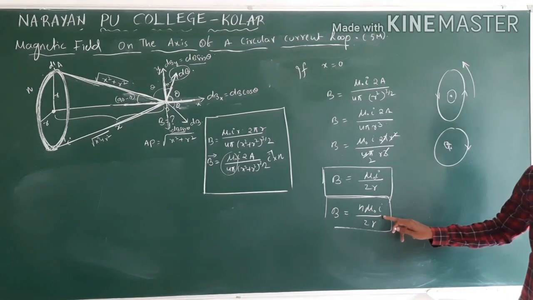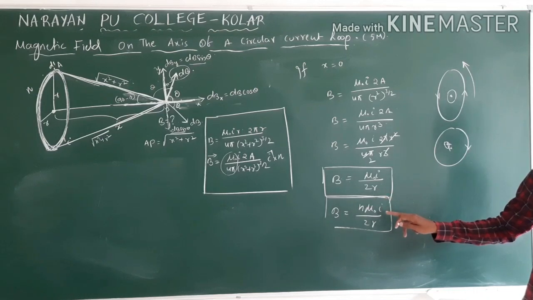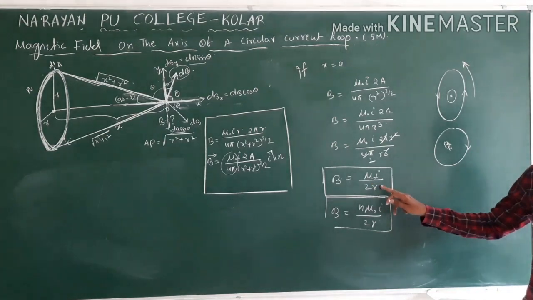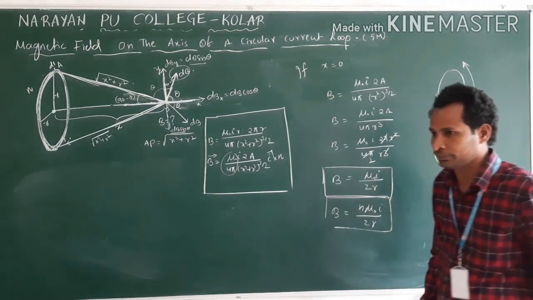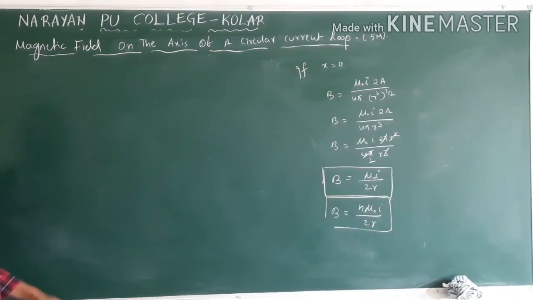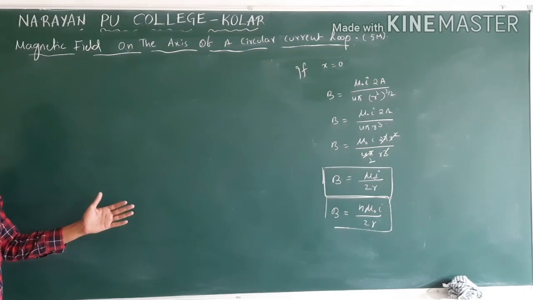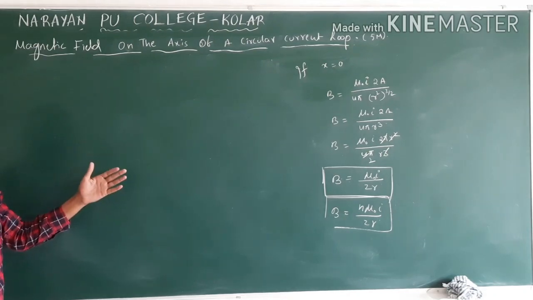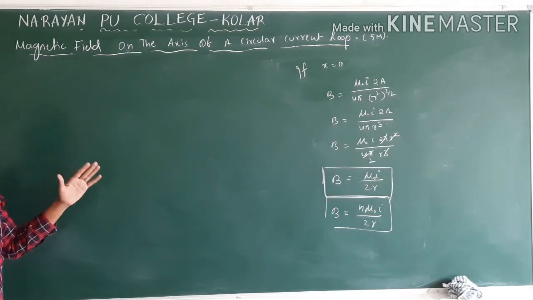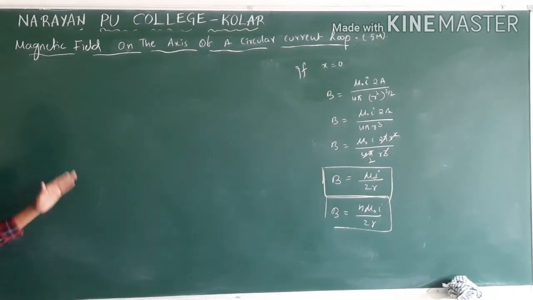Remember this formula. We will use this in competitive questions. Clear? mu naught I by 2 r. The previous derivation is for the PU exam. Now this is for competitive exams.